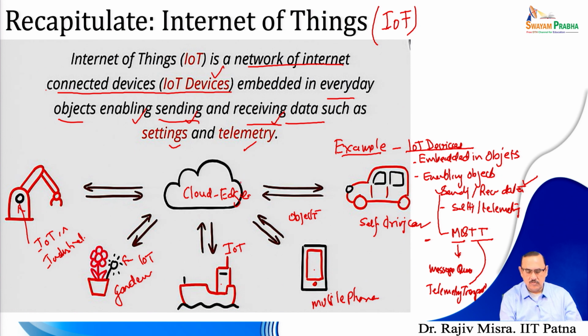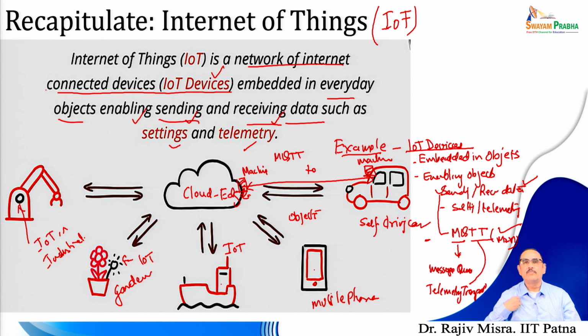Sometimes this is also called a machine to machine communication, and this often uses a particular protocol called MQTT. So, these two ends here at all the places they will be communicating with each other without any manual intervention, and this particular thing is called machine to machine communication or M2M. And for that they are using a protocol which is called MQTT, message queue telemetry transport.